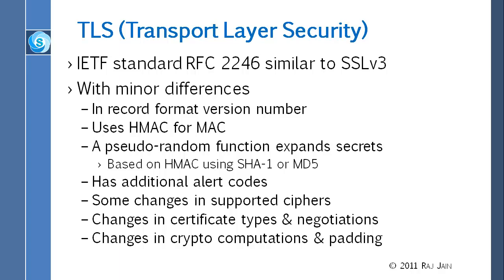They take lots of things, they concatenate them together, and then they do MD5. We saw the MD5, but it could have been SHA-1 as well. It has additional alert codes, and some changes in the supported ciphers, so more encryption algorithms are supported, and more certificate types and negotiations, and changes in the crypto computation and padding. We didn't go into the padding details here, but that is different in TLS. All right, so TLS and SSL are almost the same, but with some extensions.